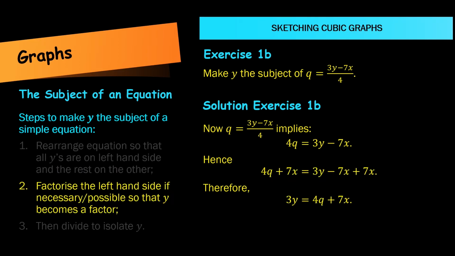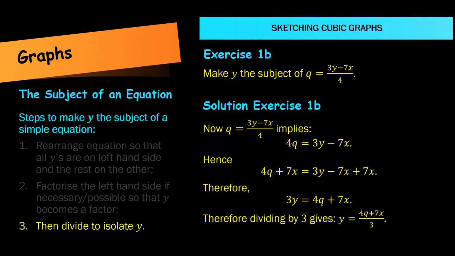And we factorize, but of course the left-hand side is already factorized. We have 3y. So we simply need to divide by 3 in order to give us y equals 4q plus 7x all over 3.